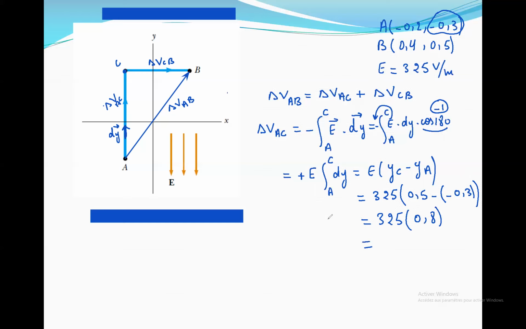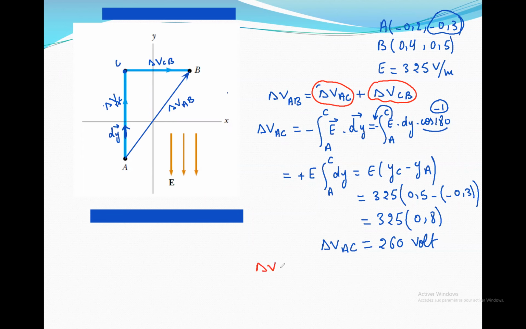Here, the value is 260 volt. Okay, this is delta V AC. I calculated this one, now we have to calculate delta V CB.